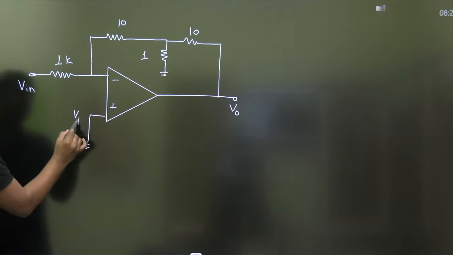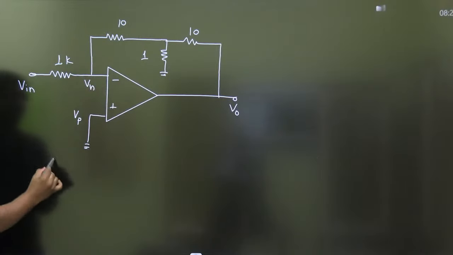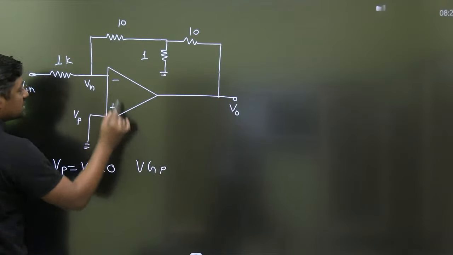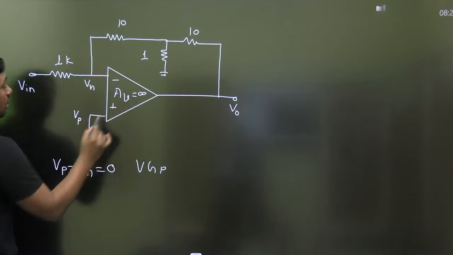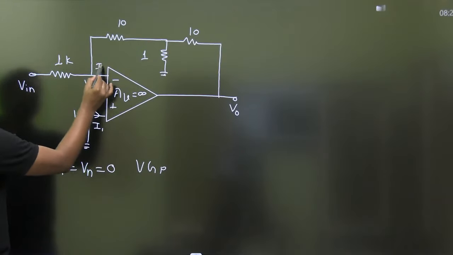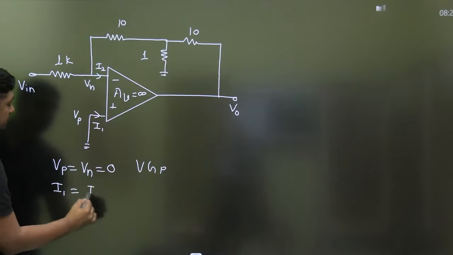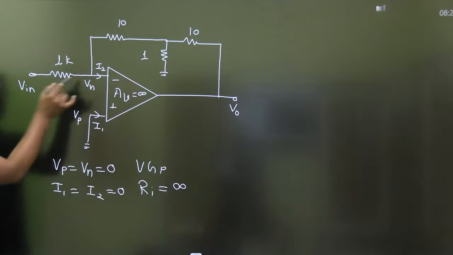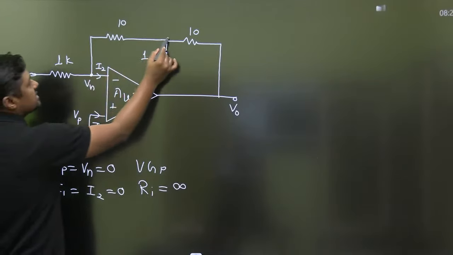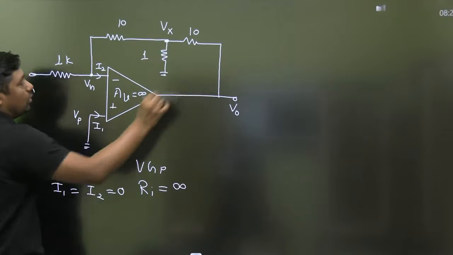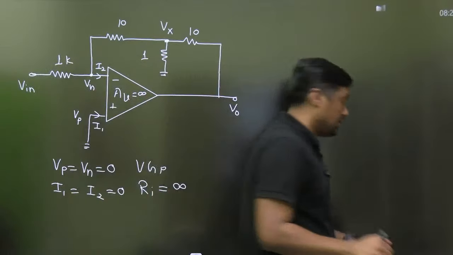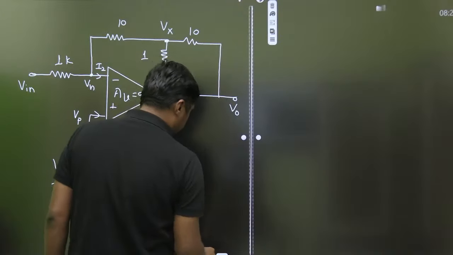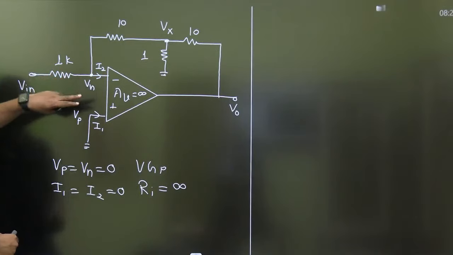The virtual short concept is valid, that is Vp is equal to Vn, because there is a negative feedback. Always remember, if there is a negative feedback, this is called the virtual ground process. It is valid here since the gain is infinite. This is I1, that is I2, it will be 0 because the input resistance is infinite. Now, you can apply KCL at this point, or at this point, and you are going to get the value of V0 by Vin. Very, very simple. This is a very important diagram.